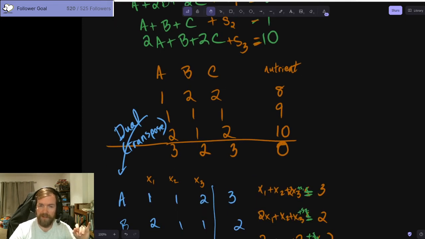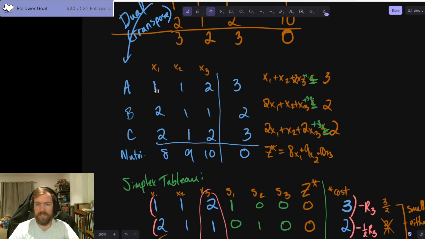Okay, then we find the dual of this, which turns it into a maximization problem. So it's the transpose of this particular matrix that we've created here, which looks like this. So our A, B, and C and nutrients become the rows rather than the columns, and our new variables, x1, x2, x3, all become our columns.